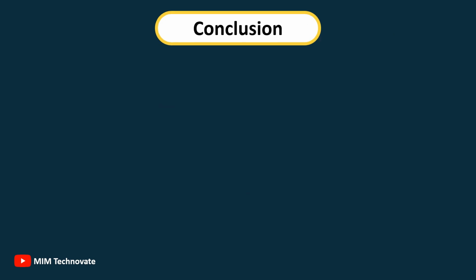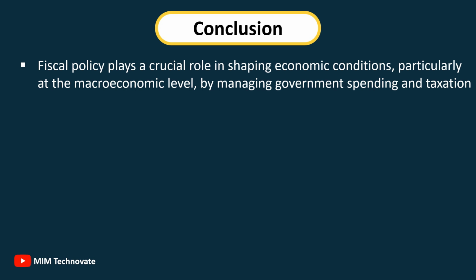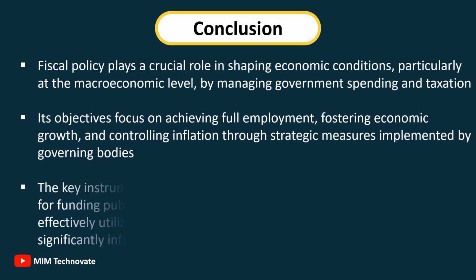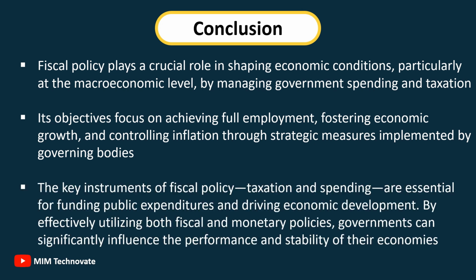Conclusion. Fiscal policy plays a crucial role in shaping economic conditions, particularly at the macroeconomic level, by managing government spending and taxation. Its objectives focus on achieving full employment, fostering economic growth, and controlling inflation through strategic measures implemented by governing bodies. The key instruments of fiscal policy, taxation and spending, are essential for funding public expenditures and driving economic development. By effectively utilizing both fiscal and monetary policies, governments can significantly influence the performance and stability of their economies.